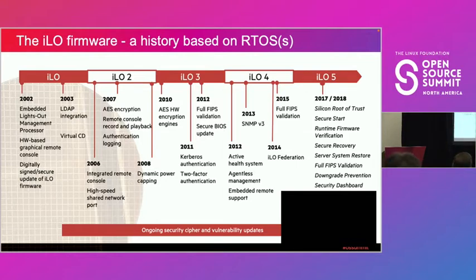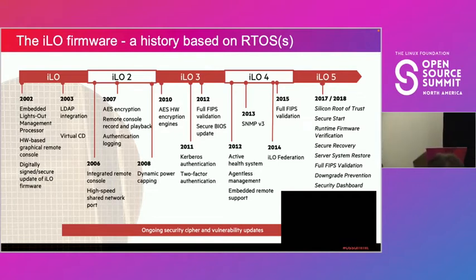And then iLO 4 is where we started adding even more capable processors. So these are starting around ARM 9, like the Cortex A9 is where we're running things. And then the silicon continues to evolve. We have a group at HPE that designs the silicon for this and for other things. One of the advantages we have is we have the firmware team and we have the ASIC team, so we can optimize a lot better. Next slide.